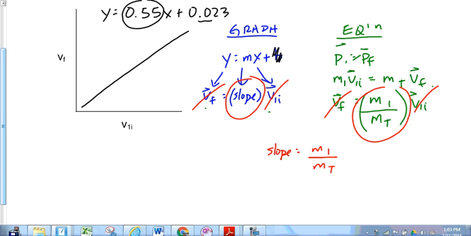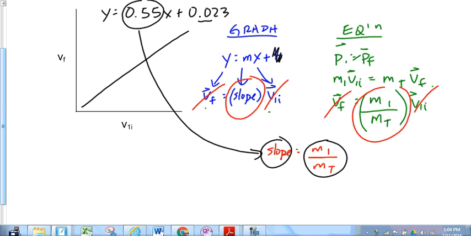So here's what you've got to do. Get the slope from Google Sheets, in this case 0.55 or whatever Google Sheets spits out for you. Divide mass 1 by mass total. You measure the masses, right? So physically calculate that value. And then I want you to compare. The slope should be equal to m1 over mt. Is it equal to m1 over mt? Get the slope from the graph, get m1 over mt from your data, and then compare those two values.